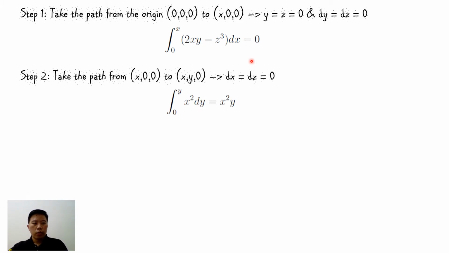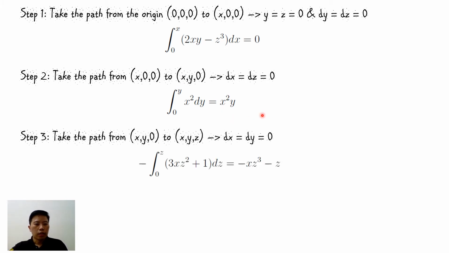So then we go to the next step, which is from x, 0, 0 to x, y, 0. And here my dx is equal to 0, my dz is equal to 0, and I only have my dy term. So in my dy term, I have this integral. So if I integrate this, I will get x squared y, right?